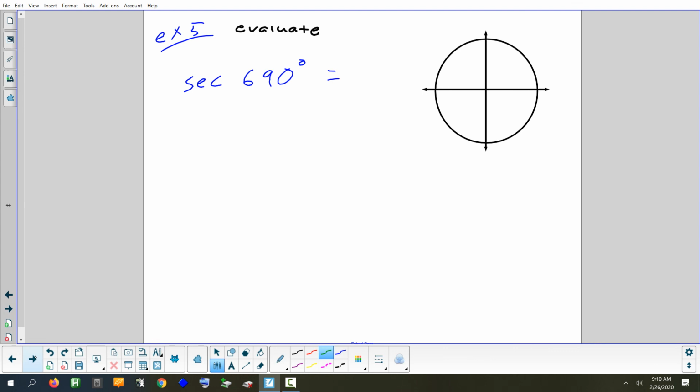Okay, let's try secant 690. So this one's in degrees, so that's good. Most people like it in degrees. But it has another problem we've talked about. We want to subtract 360 so we can see, rather than going around a couple times and then stopping, all we care about is where you stop. So it's easier if you just subtract 360. What do you get if you subtract 360? 330.